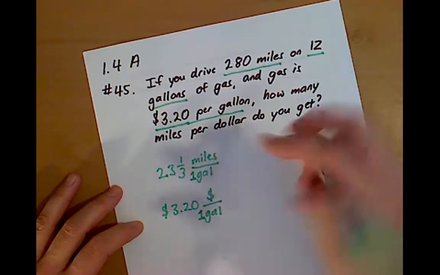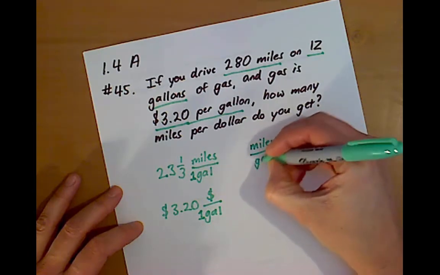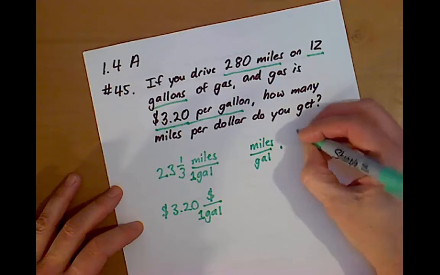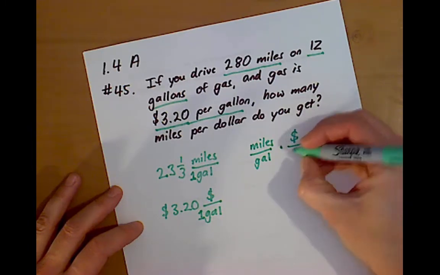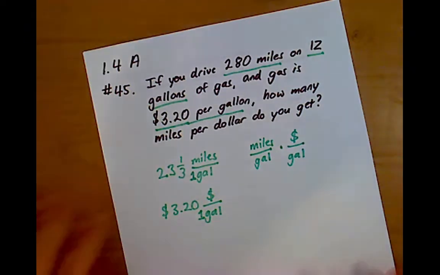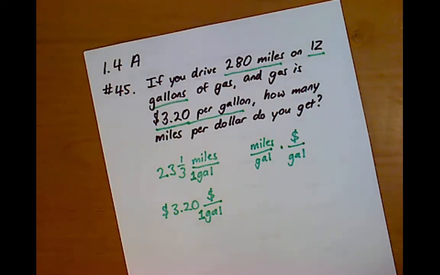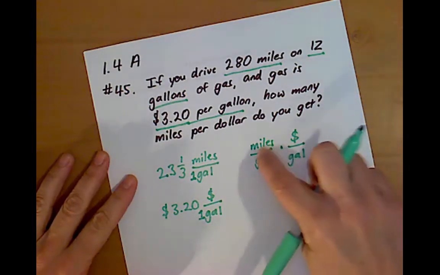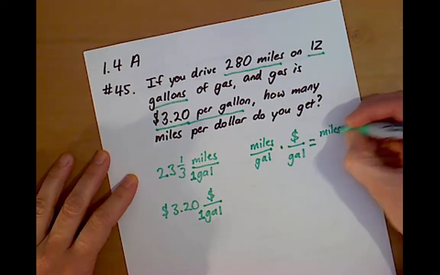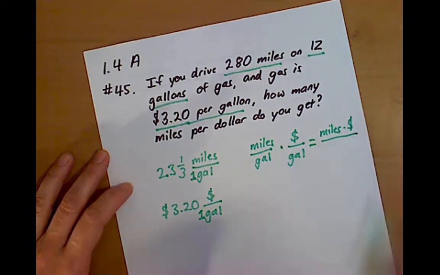So I'm going to take my units here, miles per gallon, and I'm going to multiply by the units down here and see if my answer gives me the correct number of units. Notice I'm not multiplying any numbers at all. I'm just going to multiply the units. So miles times dollars is going to give us miles times dollars.